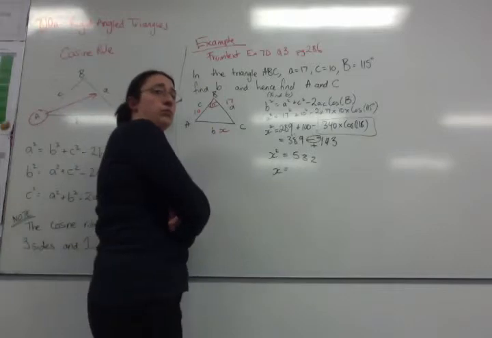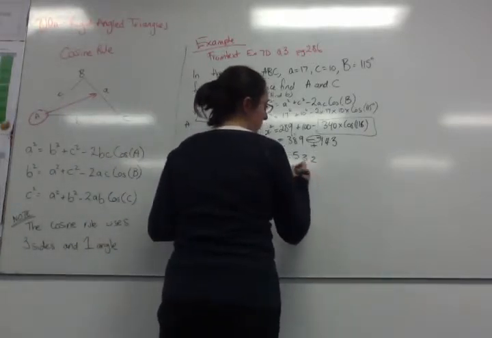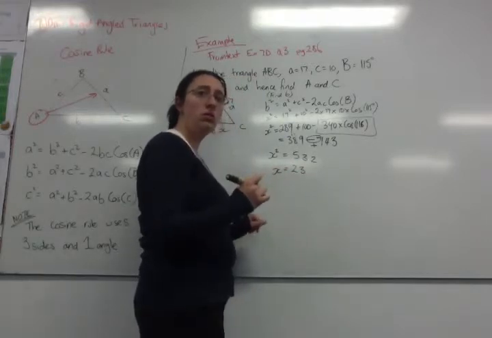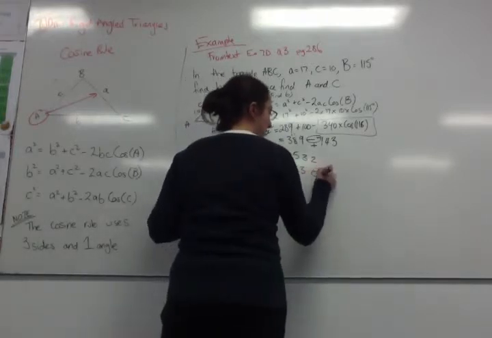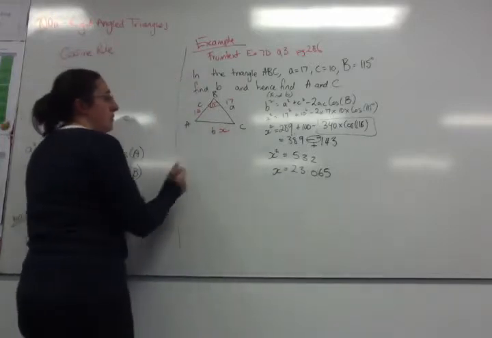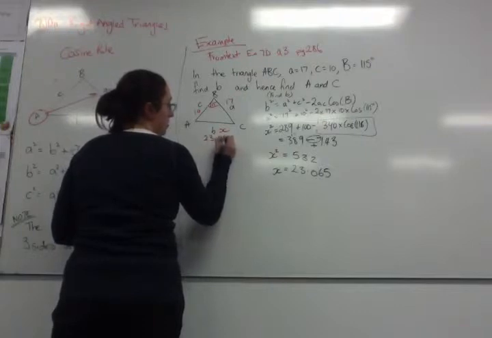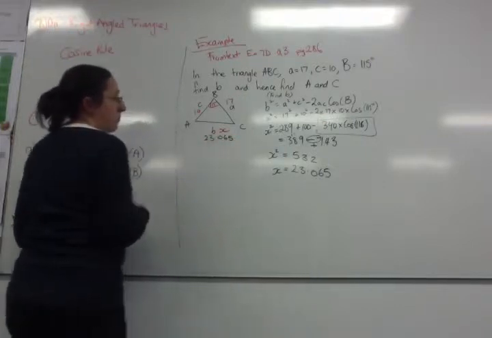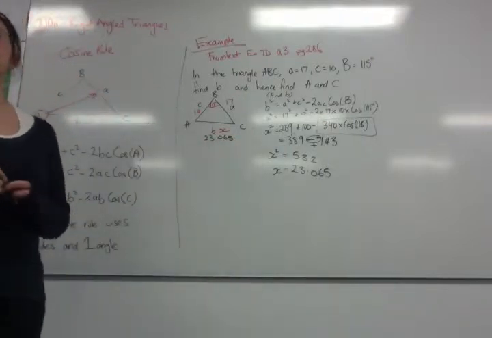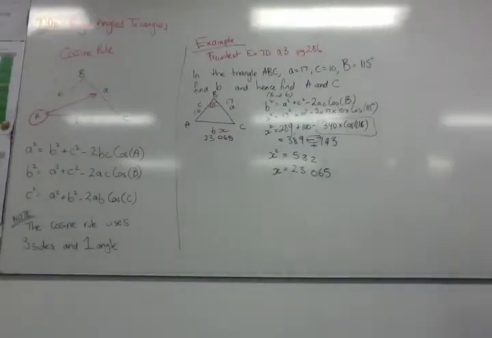23.065. Okay, so that's the length of B. So this length here now is 23.065. Alright, so you found the unknown side.